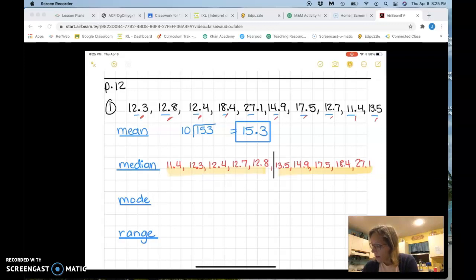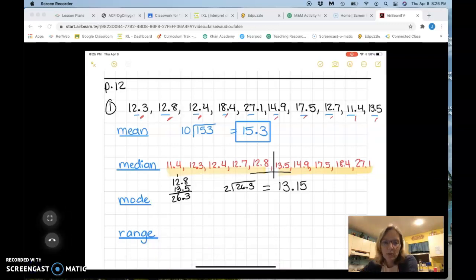So I am going to add together 12.8 and 13.5, and I got 26.3, and then just divide by 2. Okay, so I just used my calculator to divide 26.3 by 2 because I averaged two numbers, so I'm dividing by 2, and that equaled 13.15. So the middle number for this data set, the median, is 13.15.